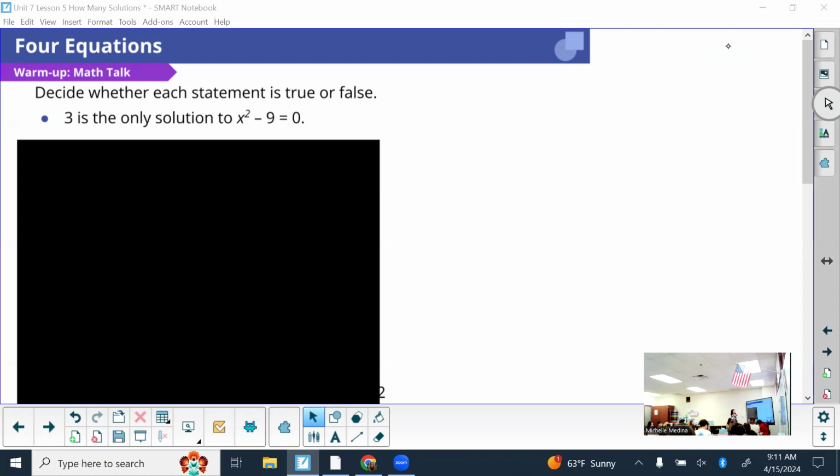So 3 is the only solution to x squared minus 9 equals 0. Put your thumb up when you know whether that is true or false.